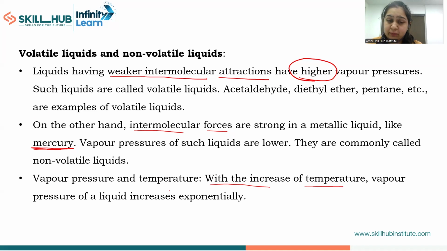If you increase the temperature, vapor pressure is going to increase exponentially. What do I mean by exponentially? If you increase the temperature by 1 degree, the vapor pressure is going to increase 10 times. That is what it means by exponentially. I hope this is understood.